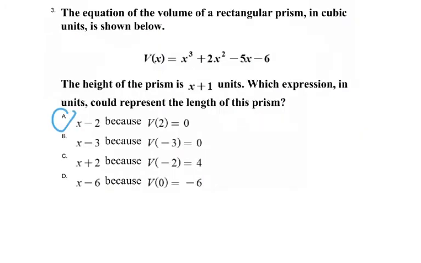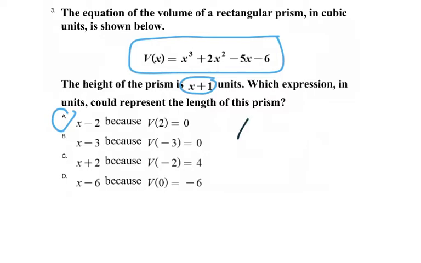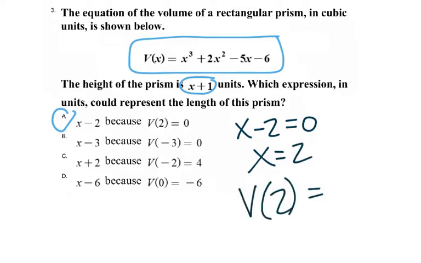Okay, so you got this equation for volume. The height of the prism is x plus 1. Which expression could represent the length of the prism? And really, you don't need any of this information because what you're trying to figure out is which one actually makes sense. So if you look at A, you're dividing by x minus 2, which you would set equal to 0, so x would be equal to 2. So you would plug 2 in for the volume, and you would want 0 as a remainder.